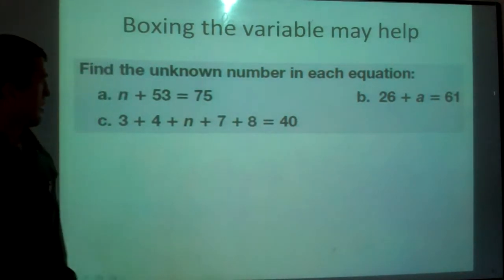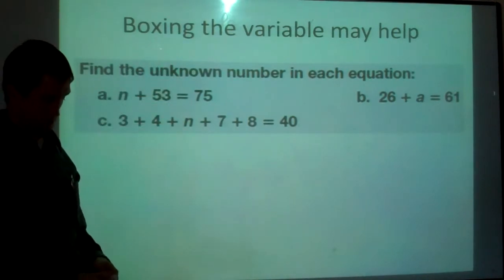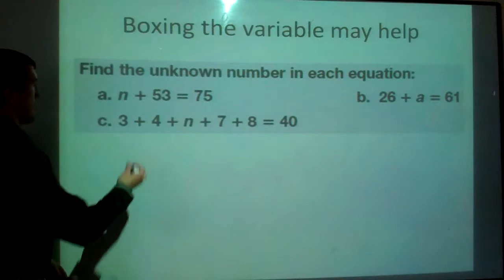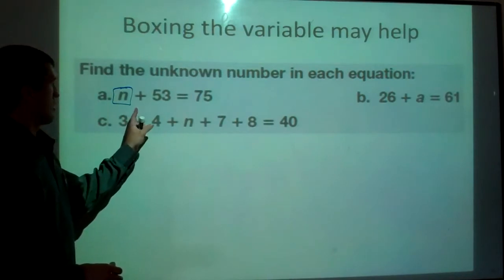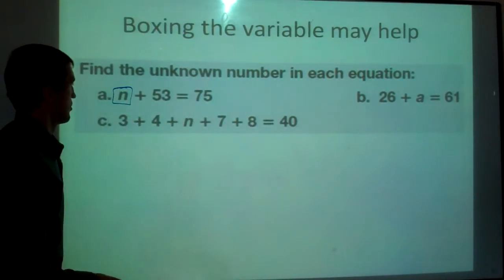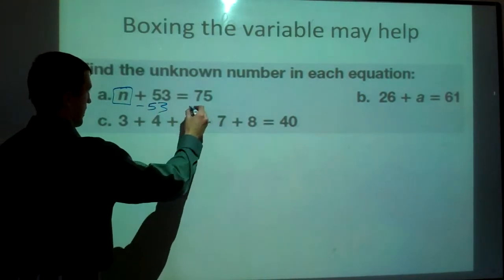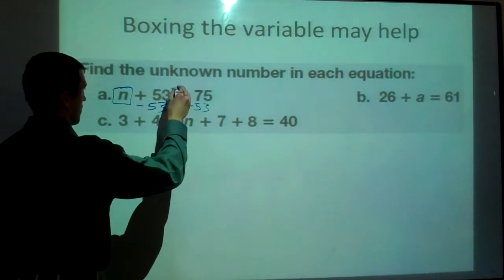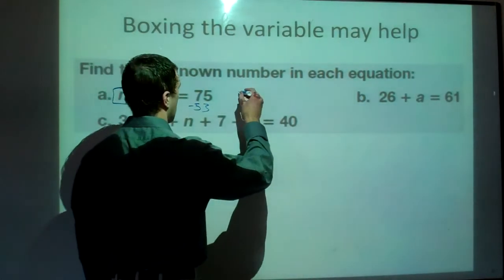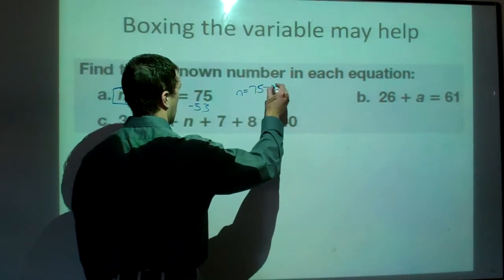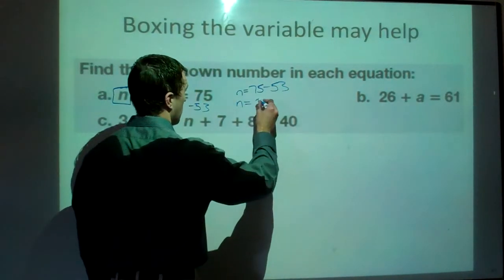Okay. Now, just like I did on the previous one, maybe boxing the variable might help some people, just so we know where it is and what's happening. We've got n here, and it looks like we are adding 53 to n. So what I'm going to do, inverse, is subtract 53 from both sides. Those will cancel out, and we should get n equals 75 minus 53, so n is 22.